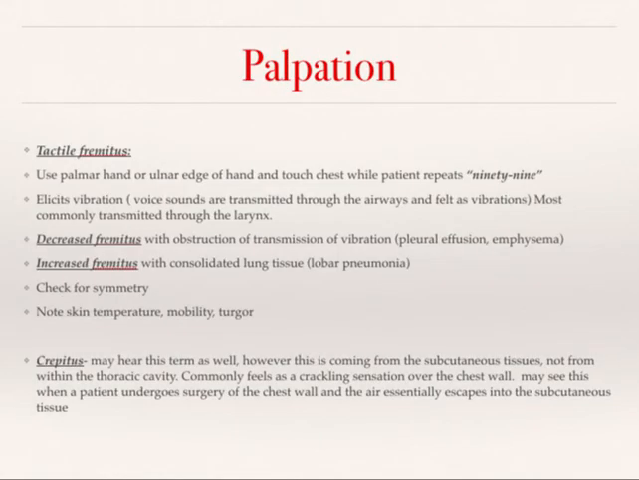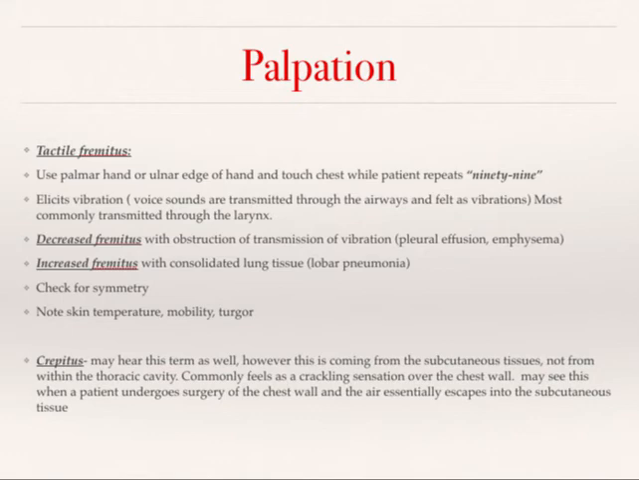In terms of palpation, this is another technique that we use, and what we look for is tactile fremitus, which is basically feeling for vibration. You're going to use the palm part of your hand or the ulnar edge. I'll have the image on the next slide, but the patient will repeat 99. So you have them say 99 in each area, and you compare each area like you do when you auscultate. The voice sounds are transmitted through your airways, and you'll feel it as a vibration in your hand.